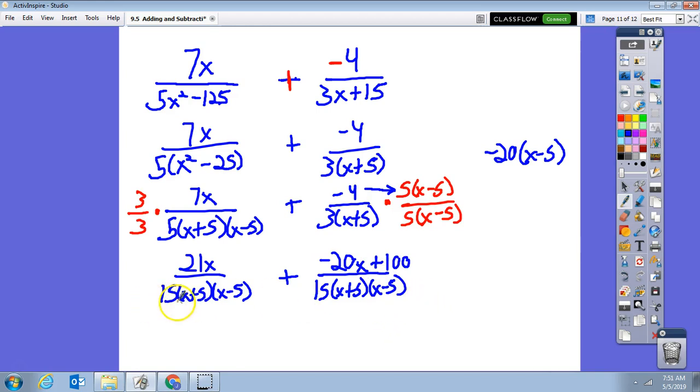Now I can collect my like terms across the top because my denominators are the same. So what is 21x minus 20x? 1x. And then you have your plus 100. And your common denominator stays the same on the bottom. So that is adding and subtracting rational expressions.